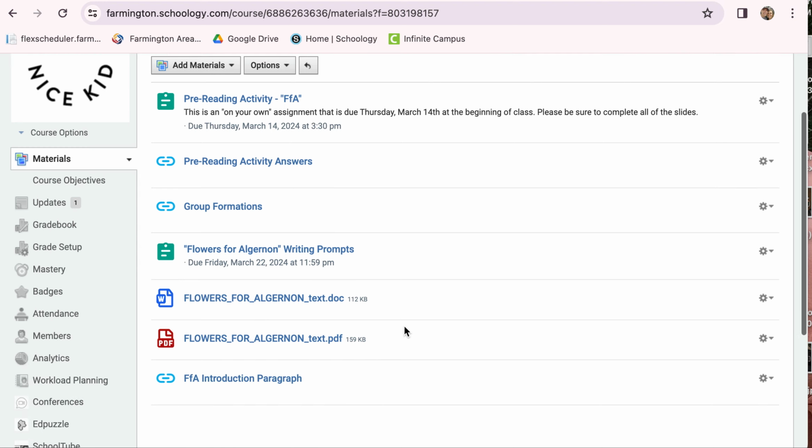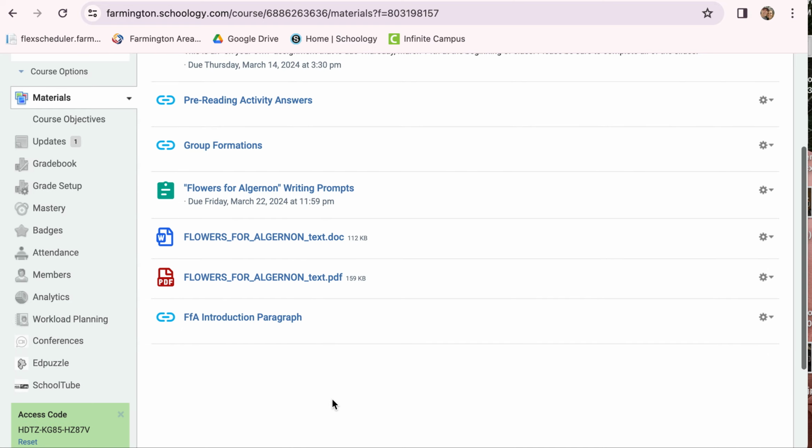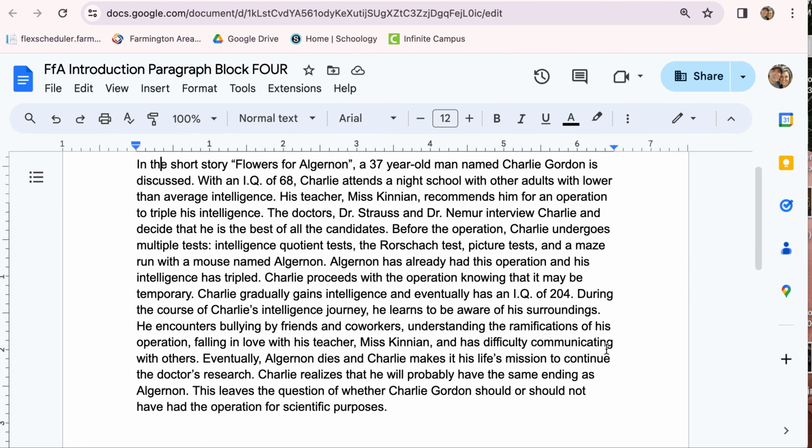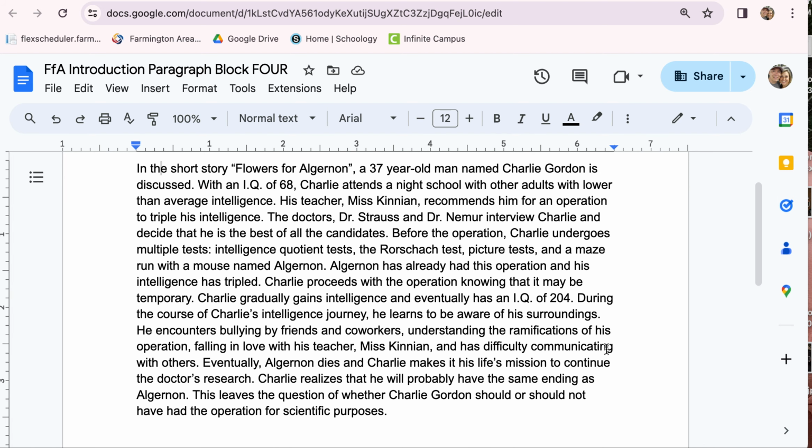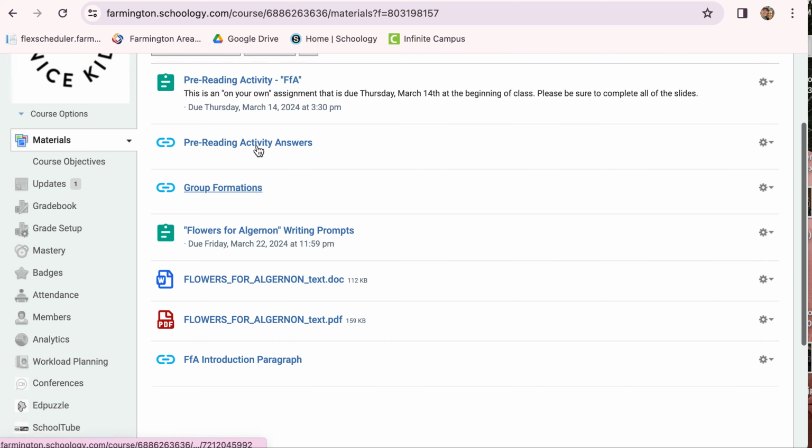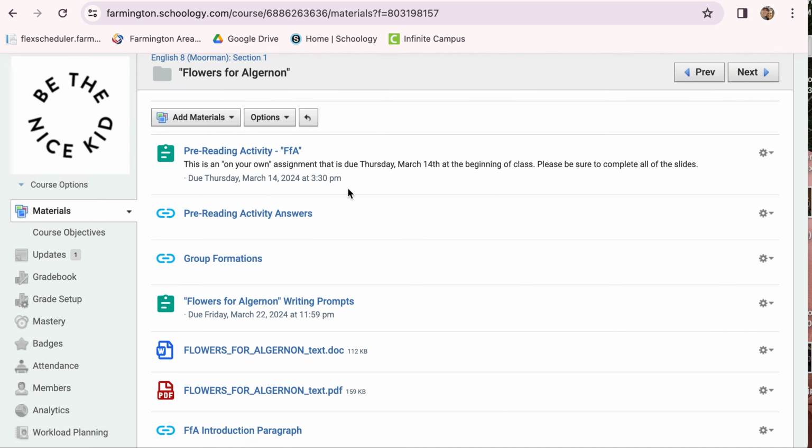A couple of things I want to point out. Number one, where this says FFA introduction paragraph, that is the paragraph that we wrote yesterday. Here it is. So if you did not get that whole entire thing copied down into your packet, that's your job to do first before moving on to that second paragraph.